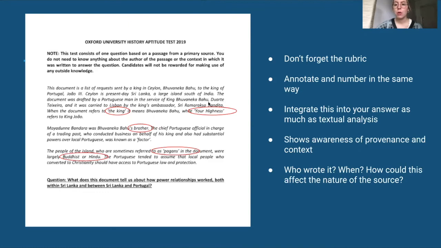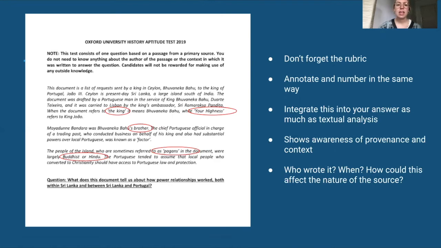So for instance, the rubric of this particular source contains information about who the 2 kings are, what their relationship is, some contextual information about the religion of Sri Lanka and Portugal, which is completely directly relevant to the 3rd thematic point that I identified there, which is religious difference. Annotate and number it in the same way and draw on it and integrate it into your answer as much as the textual analysis. When I talk about provenance, it's asking yourself questions such as who wrote it and when, and how could this affect the nature of the source.